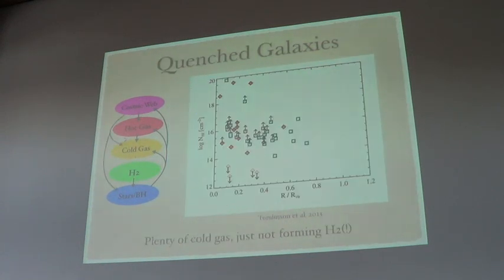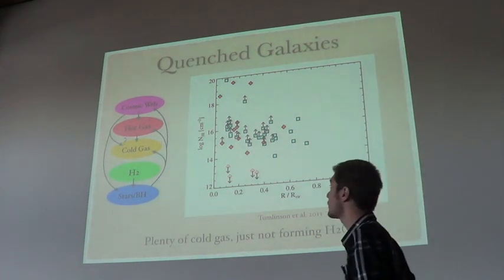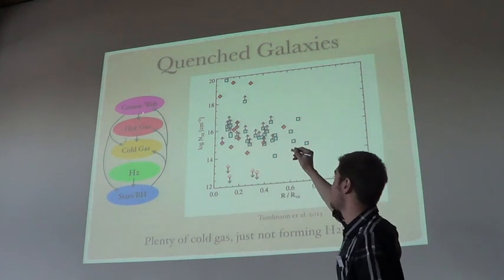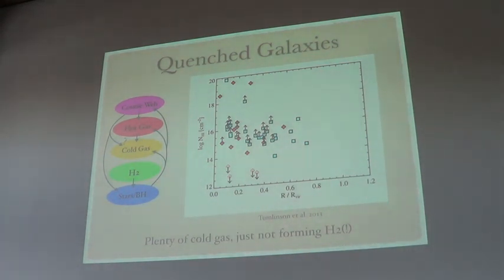Okay. So next I want to talk about gas around quenched galaxies. And so for quenched galaxies, we definitely know that accretion is going on, at least if they're a central galaxy, into the hot gas phase.